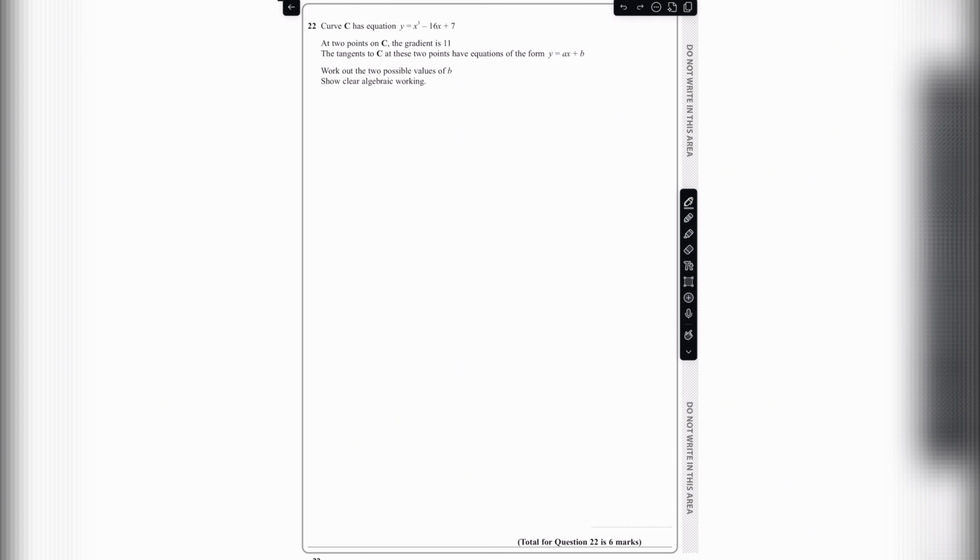So seeing as the gradient is 11, we can set the gradient function equal to 11. So dy by dx simply equals 3x squared minus 16, and we can set that equal to 11. So 3x squared equals 11 plus 16, which is 27, and x squared equals 27 divided by 3, which is 9. So x equals plus or minus 3.